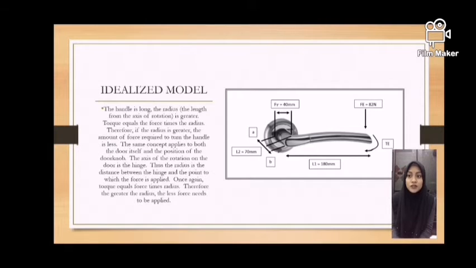The axis of the rotation of the door is the hinge. Thus, the radius is the distance between the hinge and the point to which the force is applied, which is the door handle. Once again, torque equals force times radius. Therefore, the greater the radius, the less force needs to be applied.